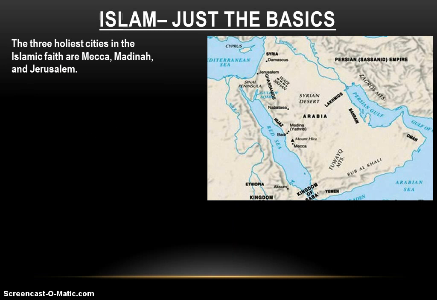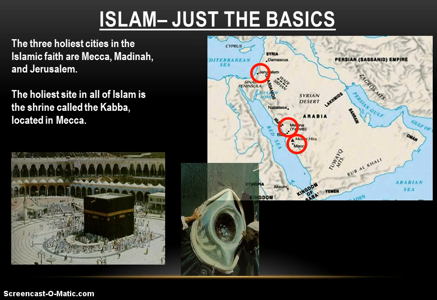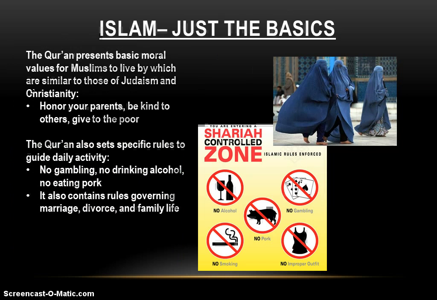The 3 holiest cities in the Islamic world are the city of Mecca, the city of Medina, and the city of Jerusalem. Mecca, of course, being the birthplace of Muhammad, Medina being the place that the Muslims went to when they were driven from Mecca. Jerusalem is important because Muslims believe this is the place where Muhammad ascended into heaven after his death. For Muslims, the holiest site in their entire religion is the Kaaba shrine located there in Mecca, and the sacred black stone located there within the Kaaba shrine.